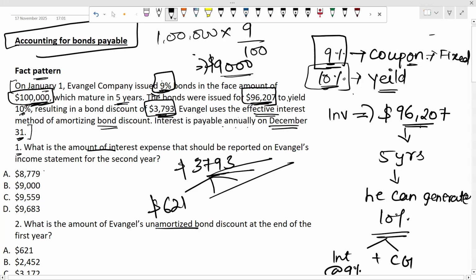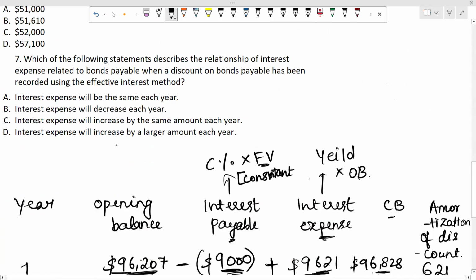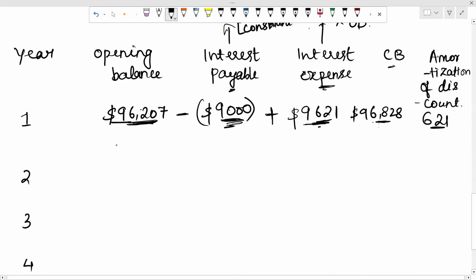So still there is an unamortized discount of how many rupees? They issued the bond at $3793 discount minus, at the end of the first year, 621 is amortized. So still they have to amortize another $3172, which has to be amortized over the next 4-year period. So now this closing balance of the first year will become the opening balance of the second year. So 96,828 is the opening balance of the second year.